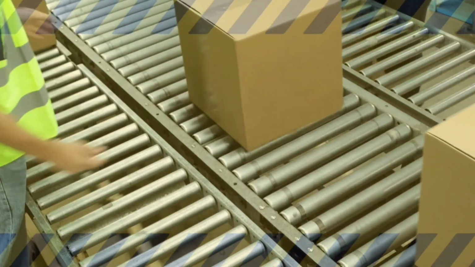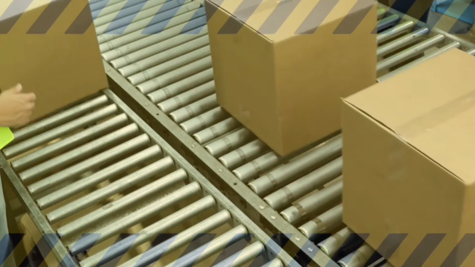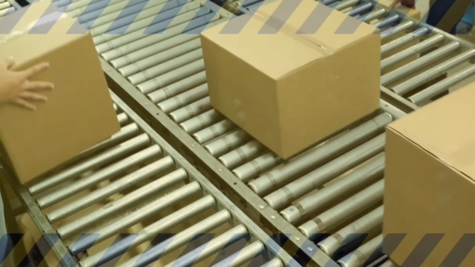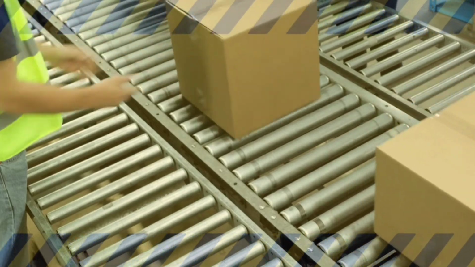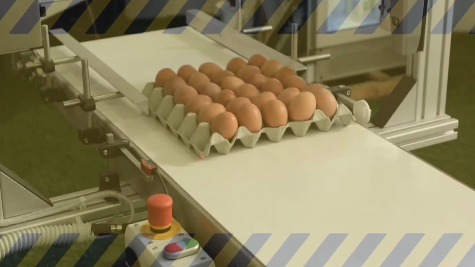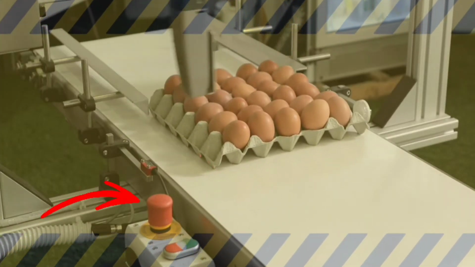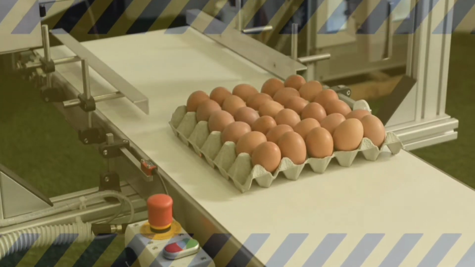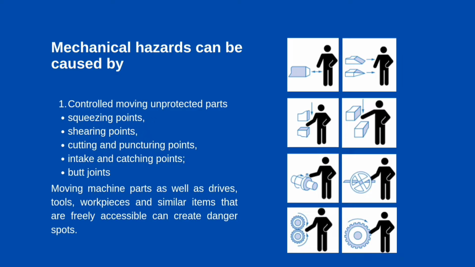Conveyor belts are commonly used to transport goods from one location to another within a facility, and their moving parts such as the rollers and belts are often left exposed for maintenance and operational purposes. Despite being freely accessible, these machine parts are controlled through safety measures such as emergency stop buttons, guardrails, and warning signs to prevent accidents and ensure the safety of workers around them. This photo provides an overview of possible danger spots caused by moving unprotected machine parts.